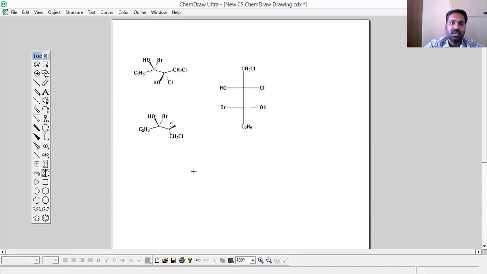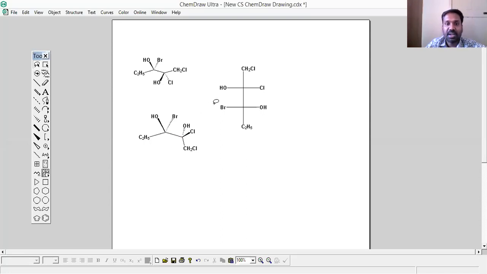Okay, OH, you see the, oh, sorry. OH will come here and dash it. Your Cl will come here. So now you have converted the zigzag conformation, staggered conformation, into eclipsed in the wedge dash itself. In the wedge dash, you have done eclipsed conformation.